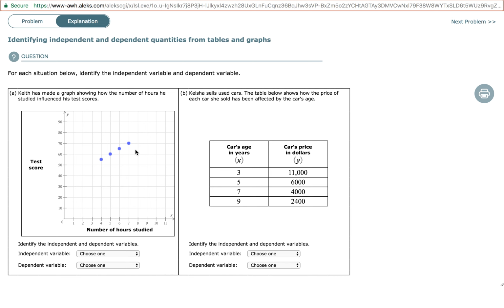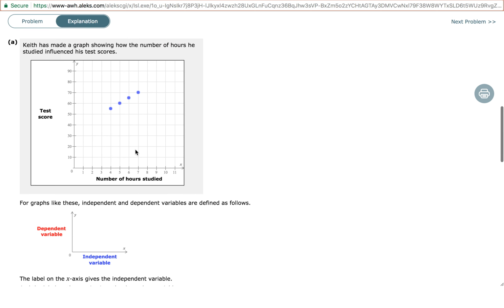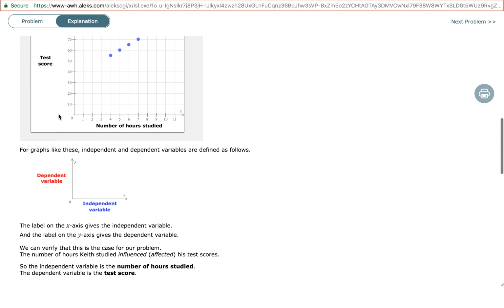Now let's take a look at the explanations down below. So in this problem, again, we know that the x-axis or x value will always be the independent variable, again, the number of hours studied, and the y values, which are on the y-axis, will always represent the dependent variable, which we said is the test score.